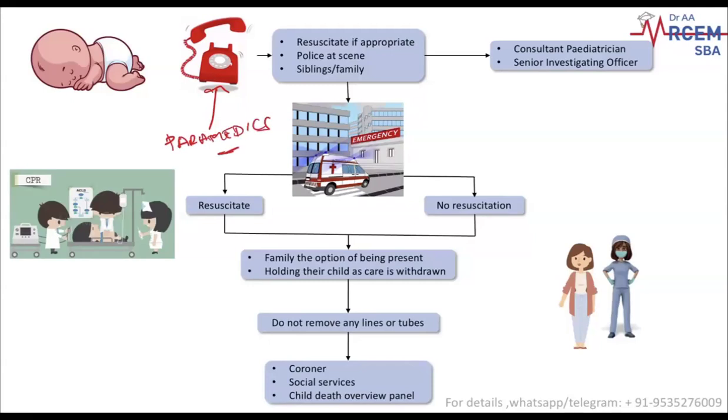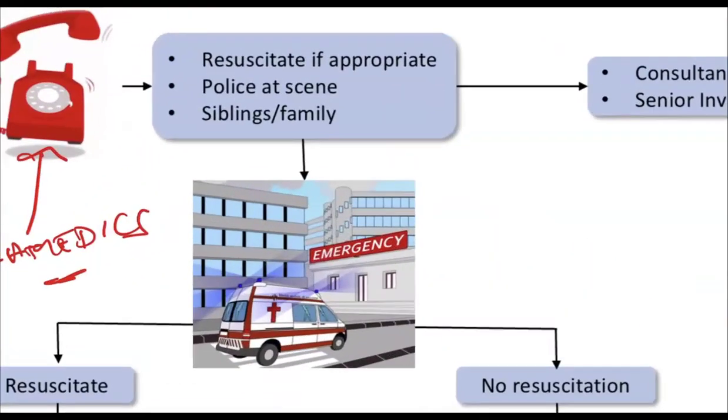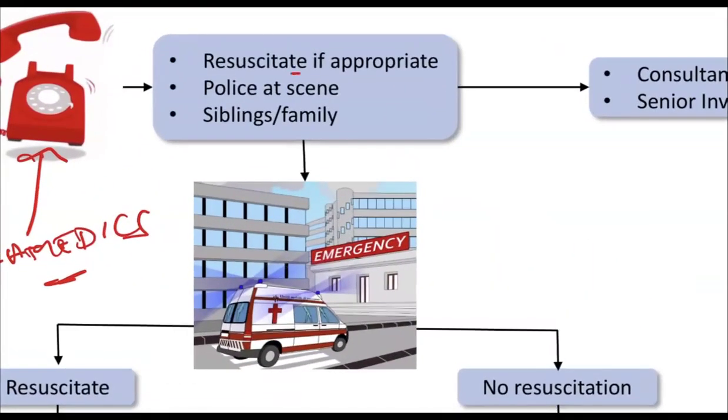The paramedic says, I have come here for an emergency call. I see that there is an infant or a child who is not breathing, is in cardiac arrest. What do you want me to do at that point of time? At that point, tell them, if it is appropriate to resuscitate, resuscitate. What is appropriate to resuscitate? If the kid has gone into rigor mortis, that means the kid has been dead for a long time. It is not something which happened a few minutes back.